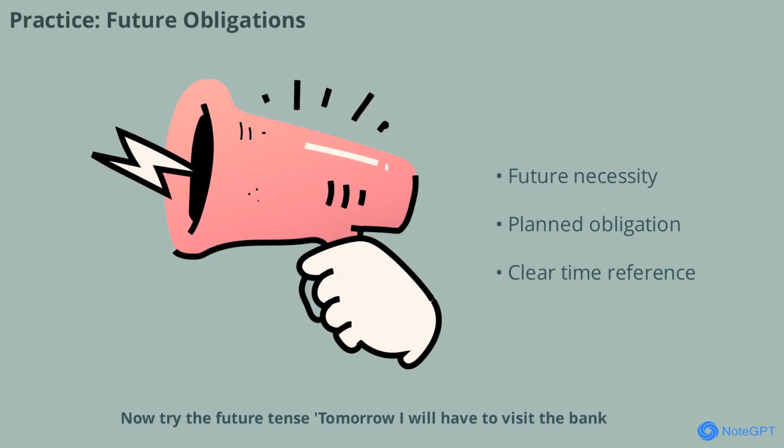Now try the future tense. Tomorrow I will have to visit the bank. This means you know in advance that the visit is necessary. Using will have to helps you talk about things you need to do later.